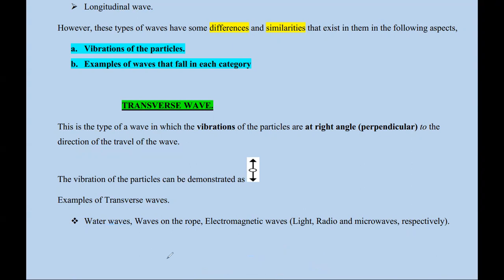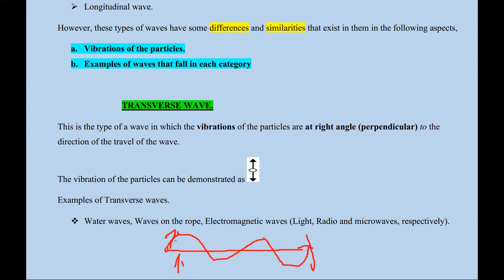What about waves on the rope? How can you say? Supposedly, you have this rope tied at a tree. Then you have this person who pulls the rope up and then pushes it down. As a result, we're going to have such kind of things generated. Now, with the rope, how is the vibration of the particles best explained?